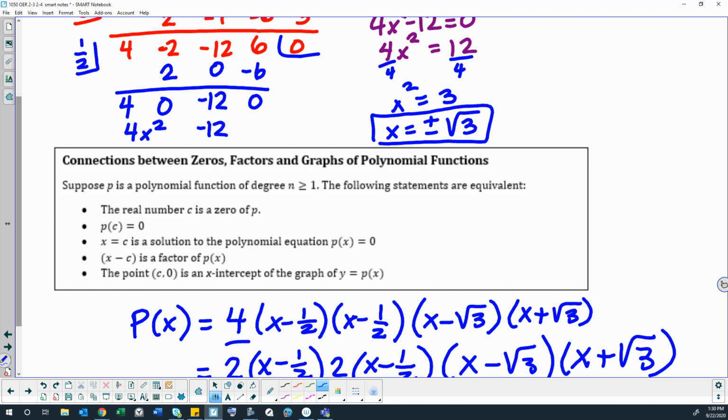And then the point c comma 0 is an x-intercept of the graph of y equals p of x. So the x-intercepts are the same places where the zeros are, the solutions are the same thing, and we can easily convert those zeros into factors. It all fits together, and it's important to understand how those fit together as we finish up the rest of chapter 2.